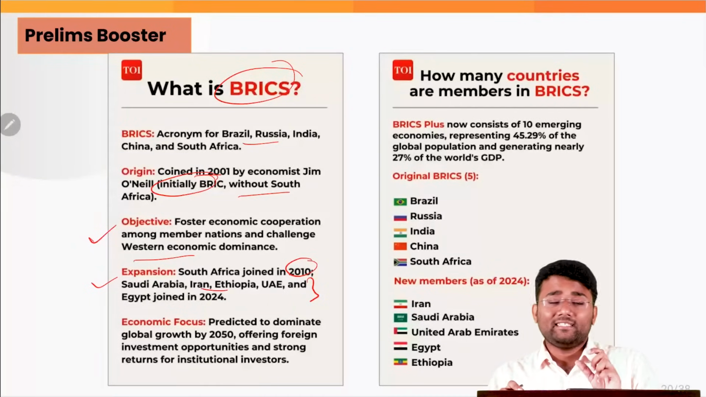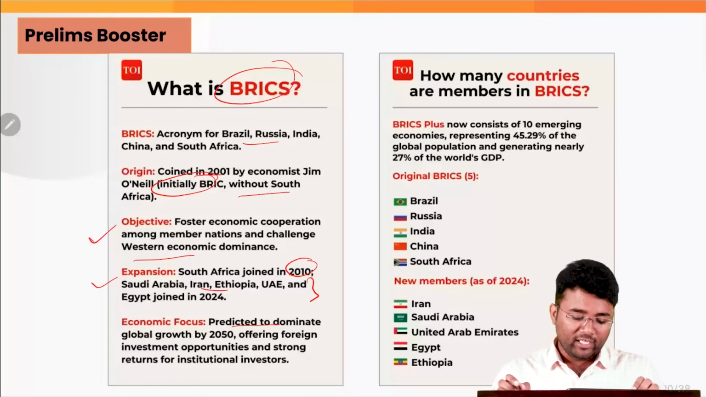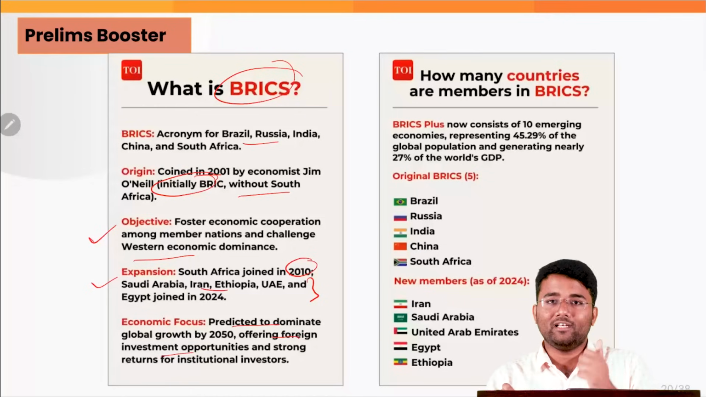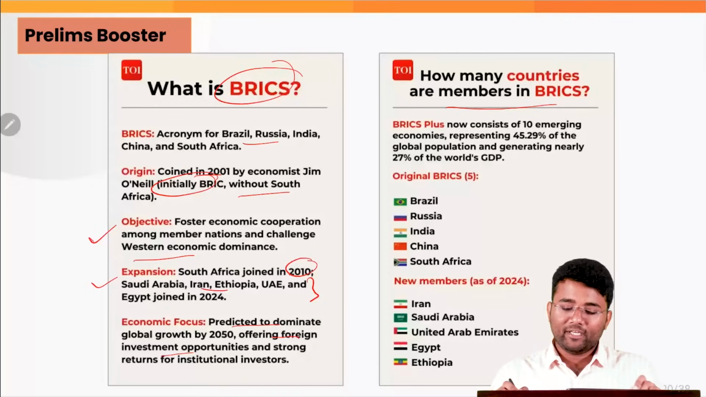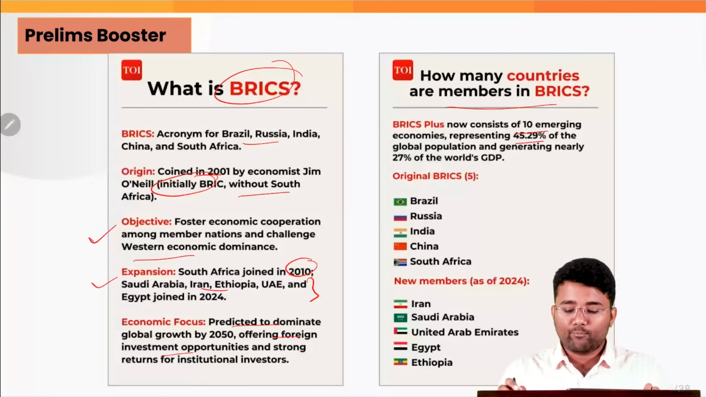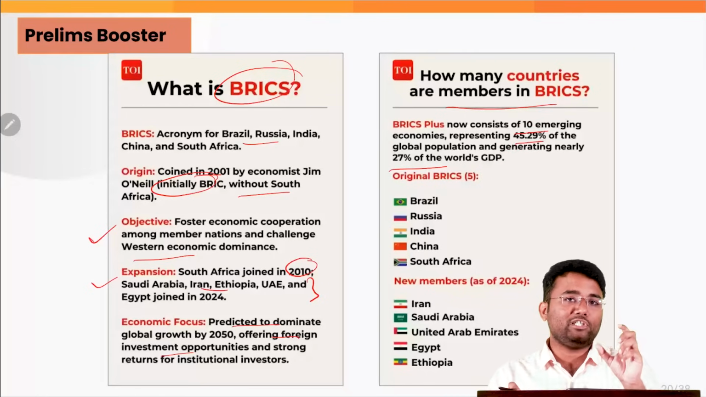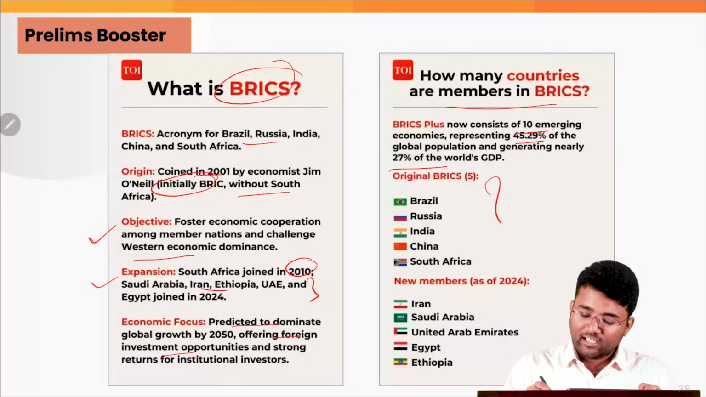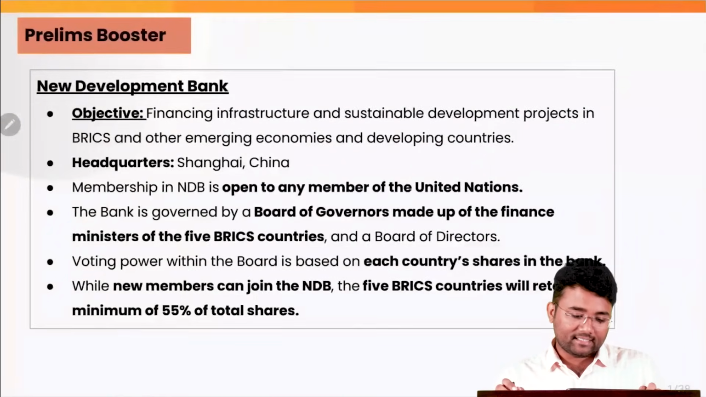BRICS majorly has an economic focus, predicted to dominate global growth by 2050, offering foreign investment opportunities and strong returns for institutional investors. How many countries are members? As of now, BRICS Plus consists of 10 emerging economies, representing 45.29% of the global population and generating nearly 27% of the world GDP. The original BRICS have 5 members, and these were the latest entrants, as we have discussed.